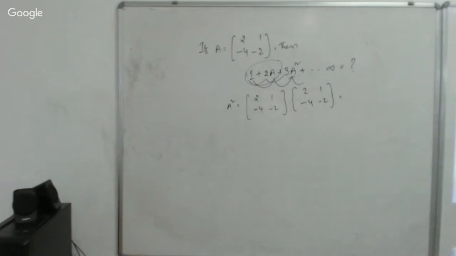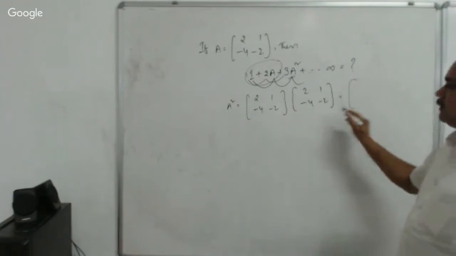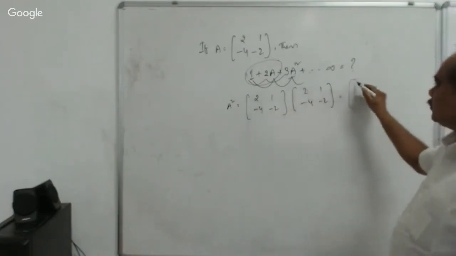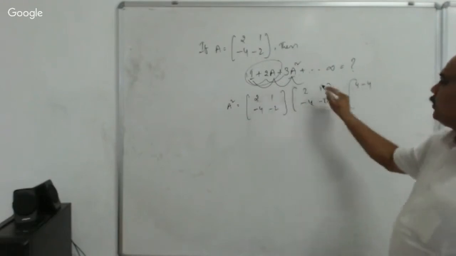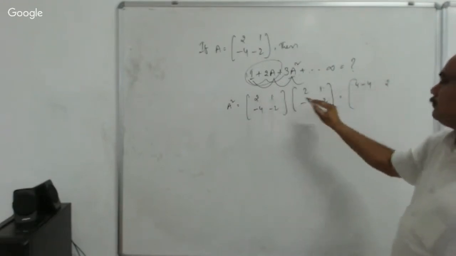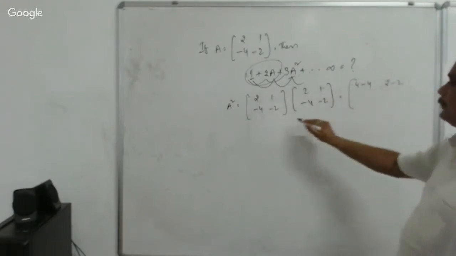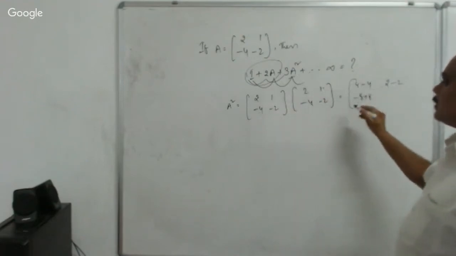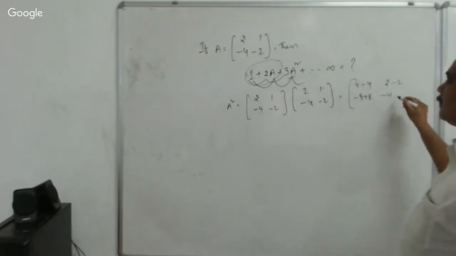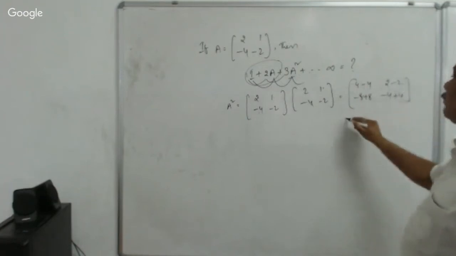Yes, it is a null matrix. 2 into 2, 4, minus 4. 2 into 1, 2, minus 2. Minus 8 plus 8, minus 4 plus 4. It is a null matrix.